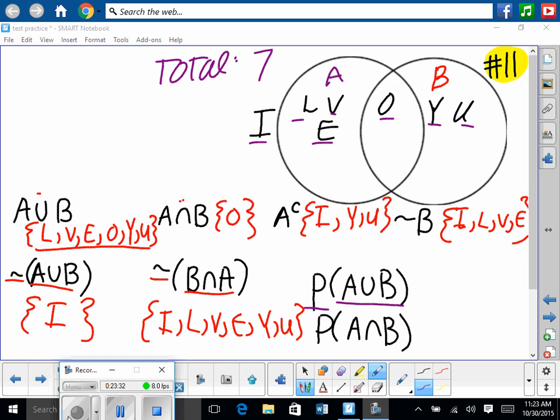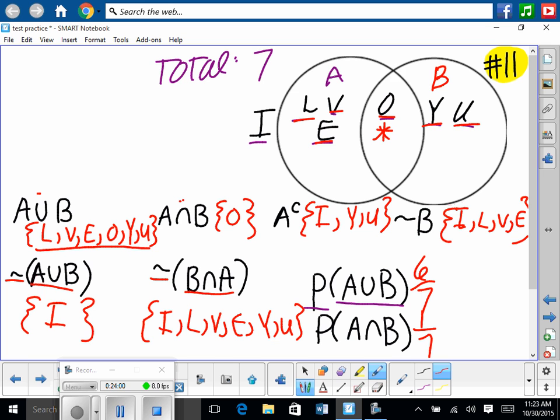Okay, so the probability of landing in A union B. A union B would be 1, 2, 3, 4, 5, 6. A union B means everything in A or B, so there is 6 out of 7. So 6 out of 7 that will land in A union B. Then the probability of A intersect B, A intersect B is right here. So what's the probability of A intersect B? Well, there's 1 out of 7 chances will be in A intersect B.